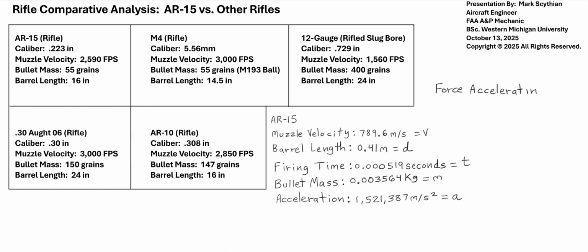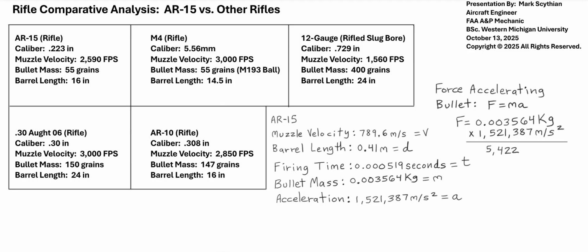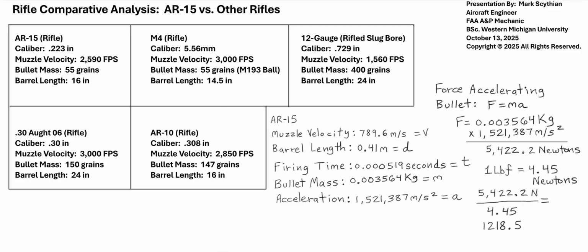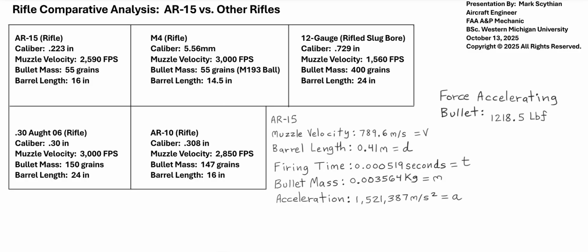And then now we can calculate the force accelerating the bullet with respect to the AR-15 223 caliber, and that is a Newton's value of 5422.2 newtons. So we divide that value into 4.45 to get the pounds force accelerating the round, so that is 1218.5 pounds force.